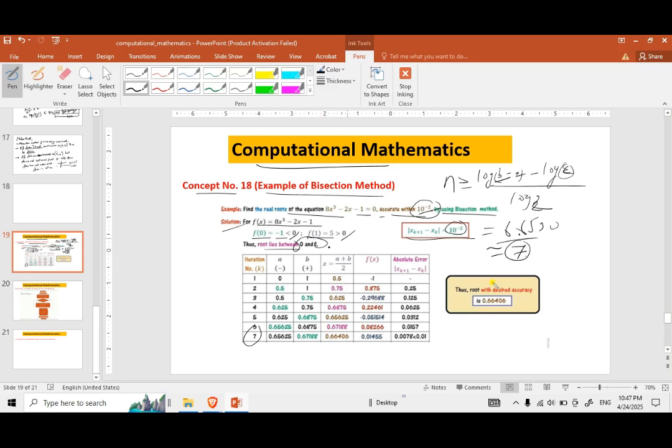Okay. So what should we do here? A is a negative value, B is a positive value. So for the first iteration, A becomes 0, B becomes 1. Then the first approximation value becomes 0.5, and the value of f of x becomes -1. If this is -1, then this is replaced by this. So in this way, you can calculate the error.